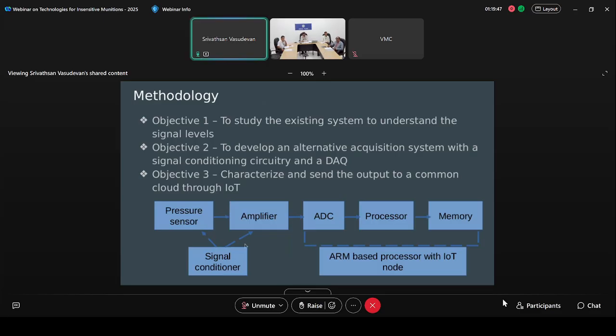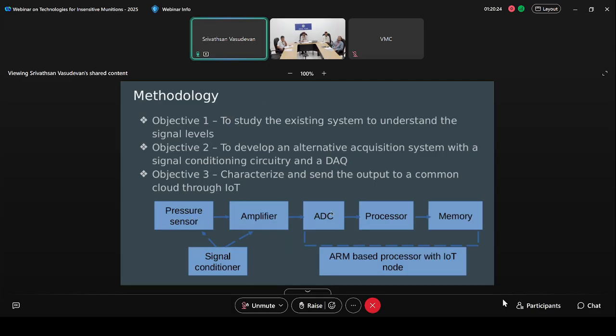Once this is over, the next step would be the data acquisition system, which comes from objective 2, where we'll use a high speed analog to digital converter, which converts in terms of megahertz. Then we'll have a high end processor. The one that I'm proposing is an ARM based processor with an IoT node, which will help you do the minimum amount of processing, and also have ways to send the entire data to a cloud. Then we'll need memory to keep this data initially before sending it to the cloud.